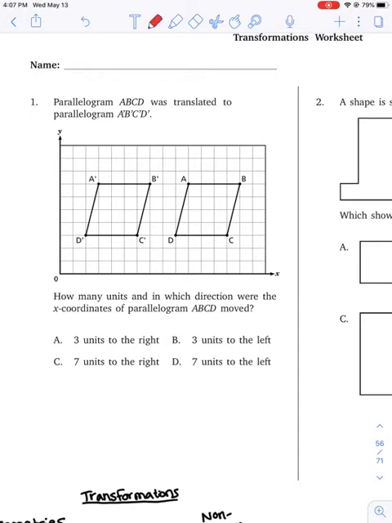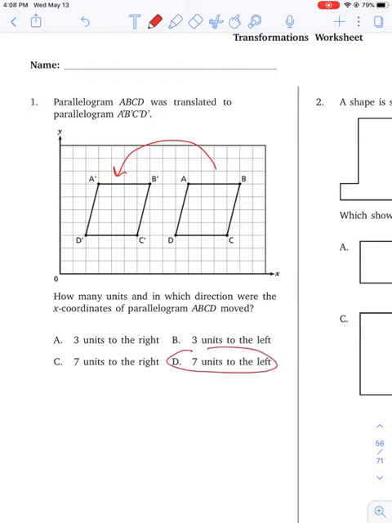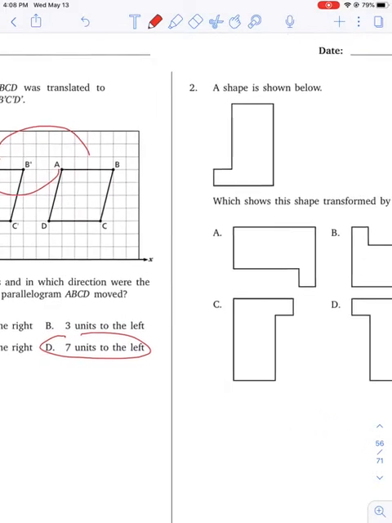Problem 1. So they're wondering how this was moved. Something to remember is that since this figure has all the primes on it, that means that is the post image, or the figure, you could call it. So it's going from right to left. So the correct answer would be D, 7 units to the left. You might have thought it was 3 if you counted from A to B prime, but you have to go from A to A prime. So 7 units to the left, answer D.